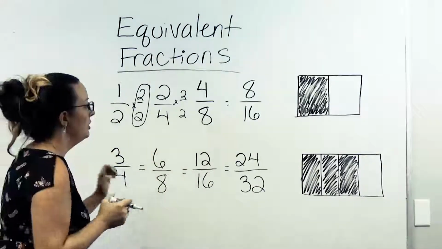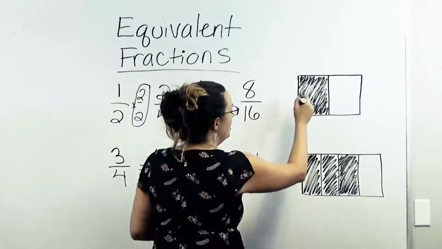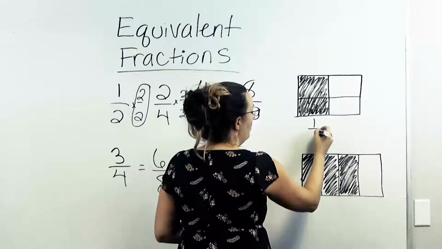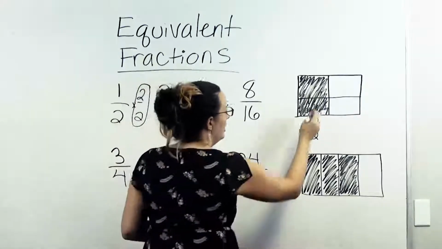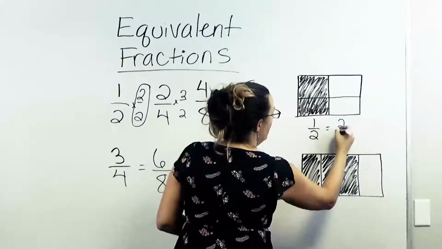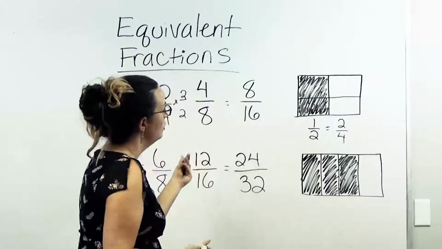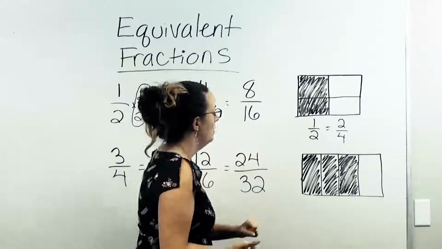If you look at a picture, I have a 1/2 shaded in over here. If you were to cut this in half, it now becomes 2/4. So we had 1/2, cut it into another half, and we still have the same amount, 2/4 and 1/2. Just by cutting it in half, it's still the same amount shaded in, it just cuts it into smaller pieces. That shows you that 1/2 is the same as 2/4.